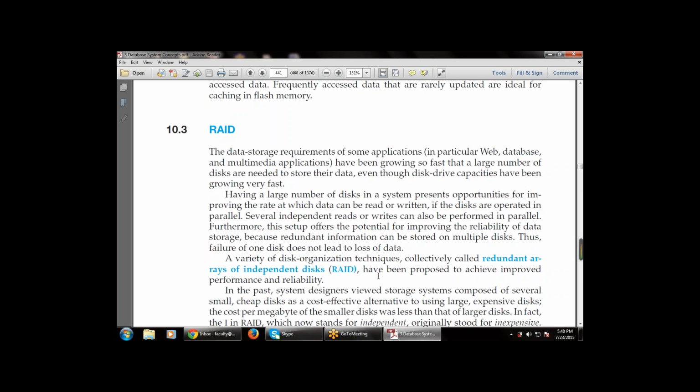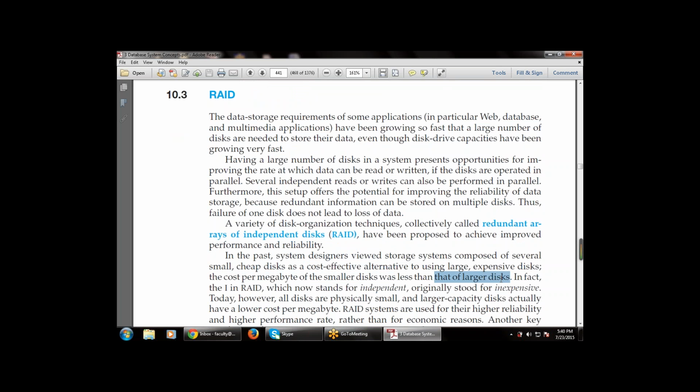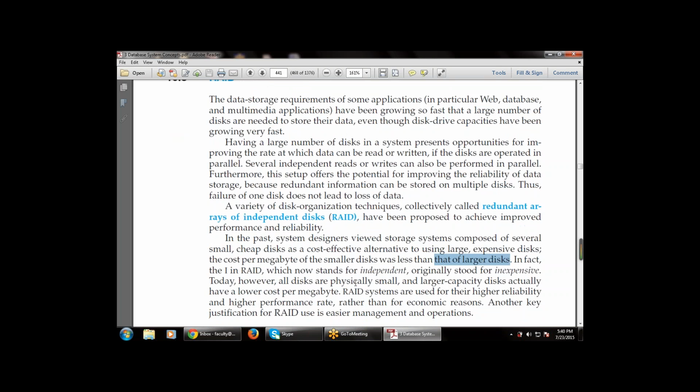That means RAID gives high performance and high reliability. In the past, system designers viewed storage systems composed of several cheap, small disks as a cost-effective alternative to using large expensive disks. The cost per megabyte of smaller disks was less than that of larger disks.